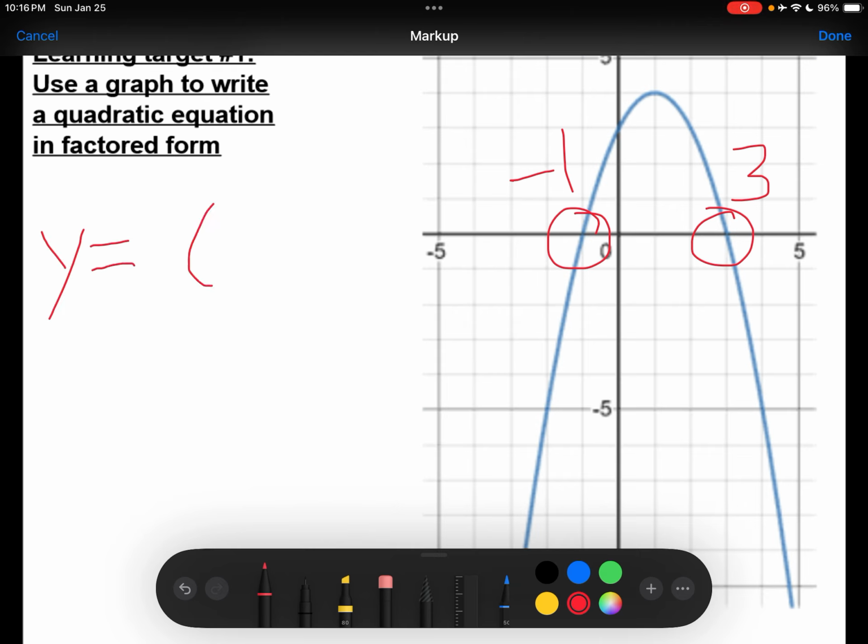Y equals one set of parentheses times a second set of parentheses, and it's going to be x plus or minus some number and another x plus or minus some number. It's based on the x-intercepts, but it's based on when, if you plug in those numbers, you get 0. So it's not x minus 1, because -1, our intercept, minus 1 would be -2. We need to figure out what would have to be written to make it 0, and it would have to be x plus 1, because -1 plus 1 makes 0.